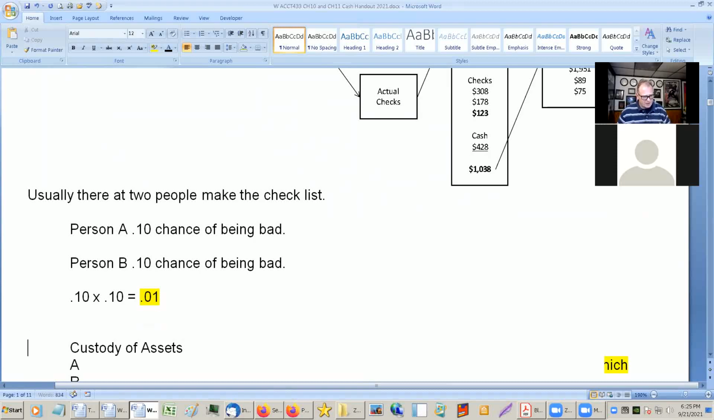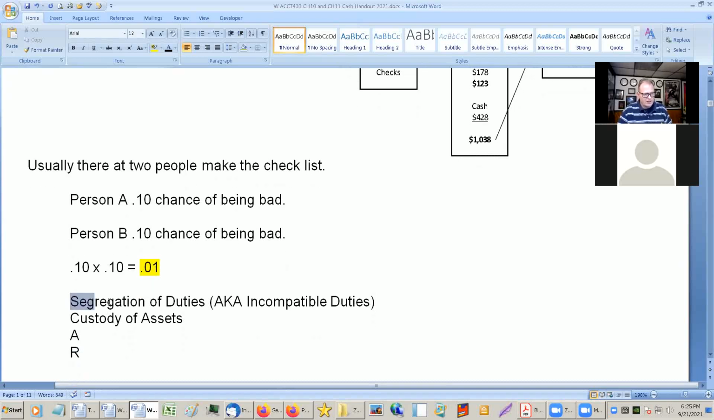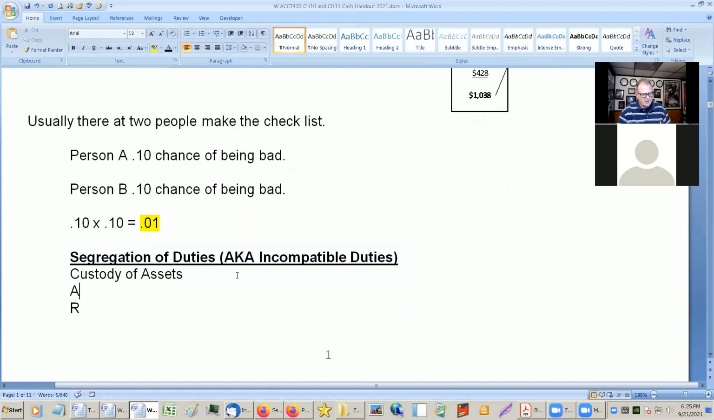I should say this is segregation of duties, also known as incompatible duties. So segregation of duties, also known as incompatible duties: custody of assets, authorization, and record keeping.